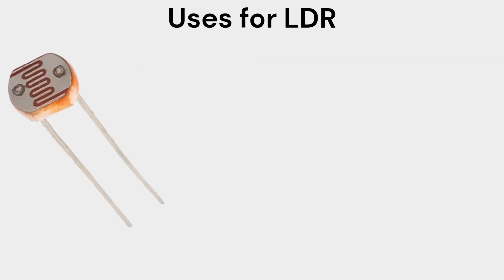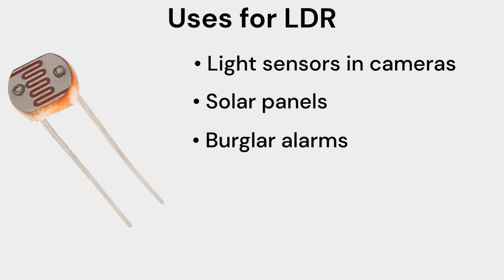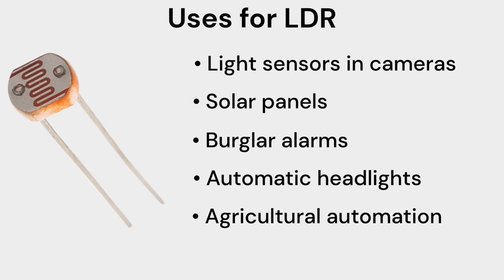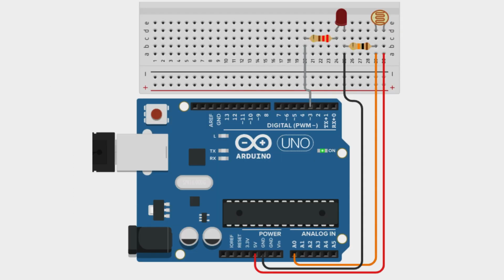LDRs are commonly used in a variety of applications such as light sensors in cameras, solar panels, burglar alarms, automatic headlights, and agricultural automation. Their main function is to detect and measure light levels automatically and precisely in various devices and systems. Let's take a closer look at how an LDR can be used to control an LED.